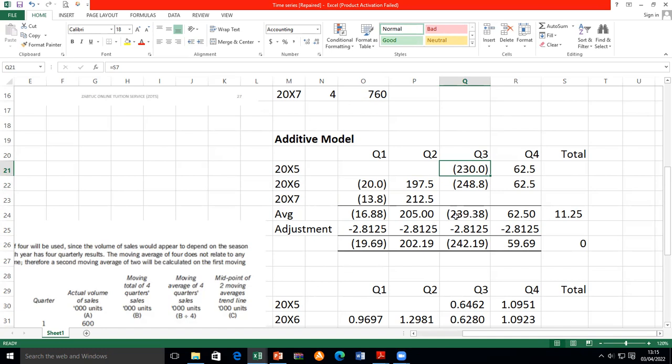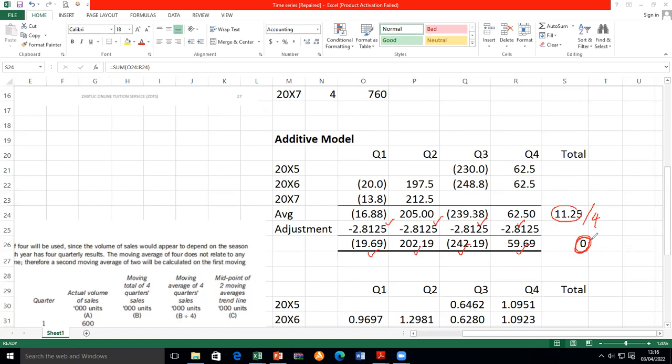What next? Ideally, when you add these figures, that one, that one, that one, and that one, they're supposed to get a 0. But this time, how much are you getting instead of 0? You get 11.25. So what do you do? You get 11.25 divided by 4, and you remove it from here, from there, from there, and from there. And you've got now these figures here. When you add up these figures, what do you get now? You get a 0.